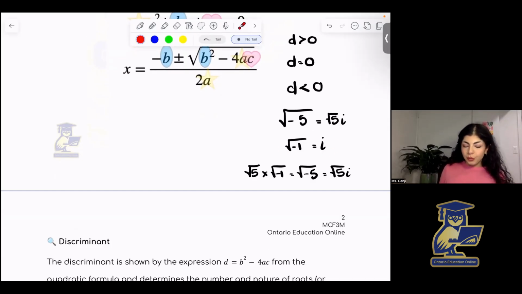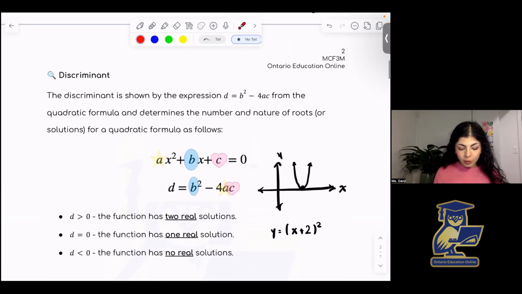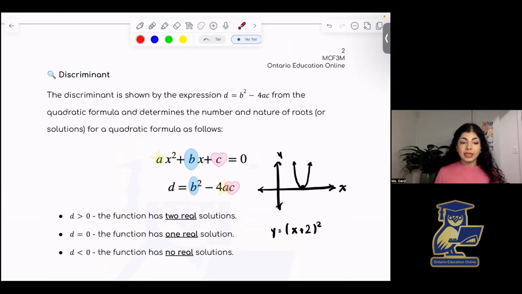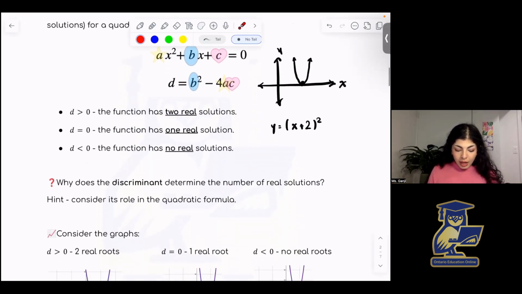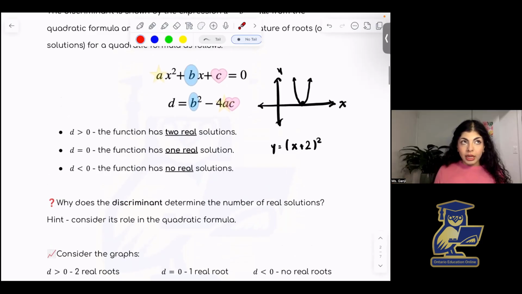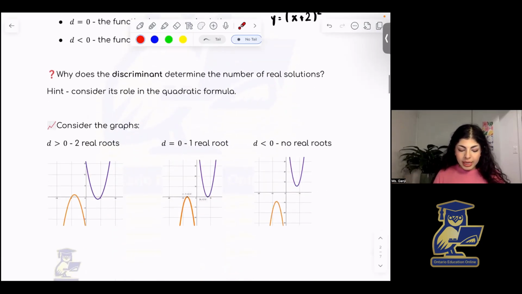So in math, we can say that they have two solutions when d is less than 0, but they would just be two imaginary solutions. So that's why we just say no real solutions. And so the nature of the roots would also be whether they're real or they're imaginary. Okay, so now consider these graphs. So I'm just showing you now what those could look like using different parabolas.